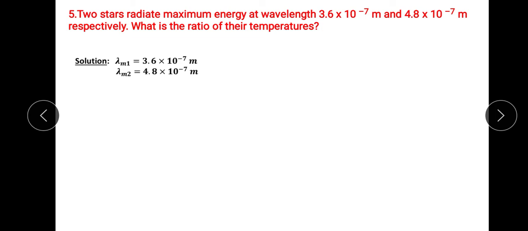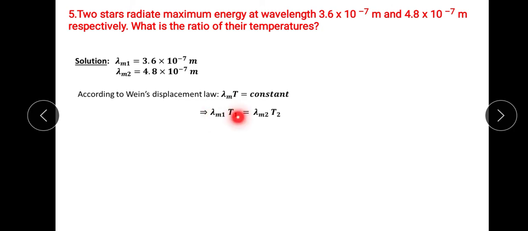The first star is emitting radiation of wavelength lambda m1 equal to 3.6 into 10 power minus 7 meter, and the second star is emitting radiation of wavelength lambda m2 equal to 4.8 into 10 power minus 7 meter. Now according to Wien's displacement law, the product of this wavelength and the absolute temperature is equal to a constant. So for those two stars, lambda m1 into T1 is equal to lambda m2 into T2. So by using Wien's displacement law, we can write this.